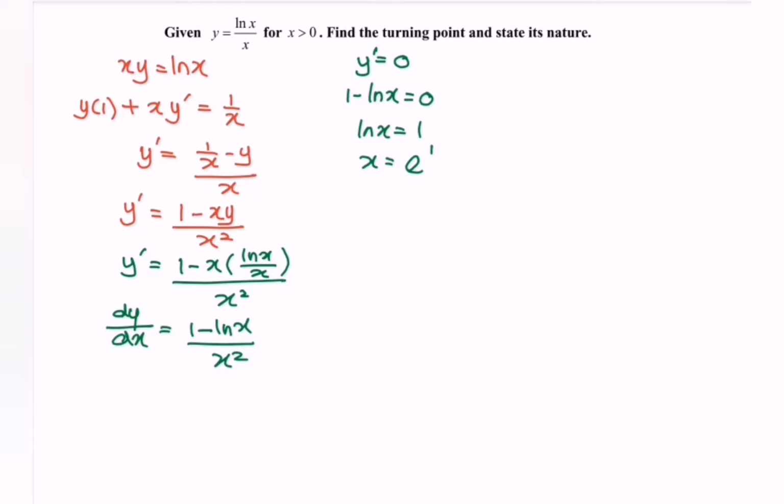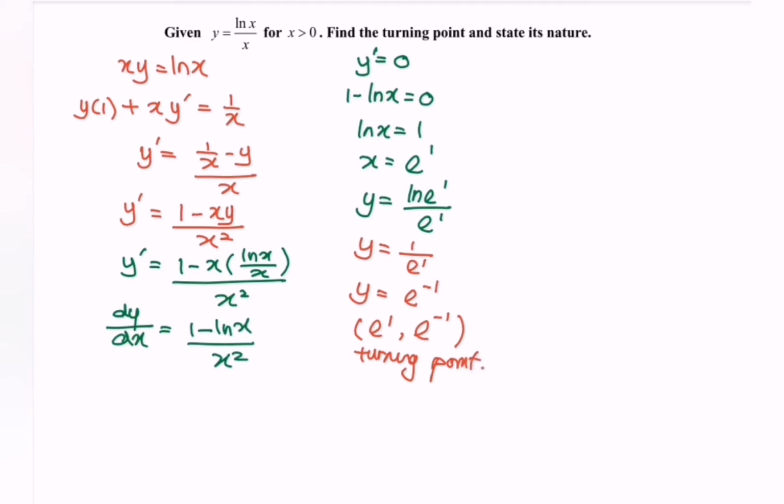So next is to substitute the value into the y. So y will be equals to ln e over e. Finally, the value of y will be equals to 1 over e. So y will be equals to e to the power of negative 1. So the point would be e and e to the power of negative 1. That is the turning point, or we can say the critical point.